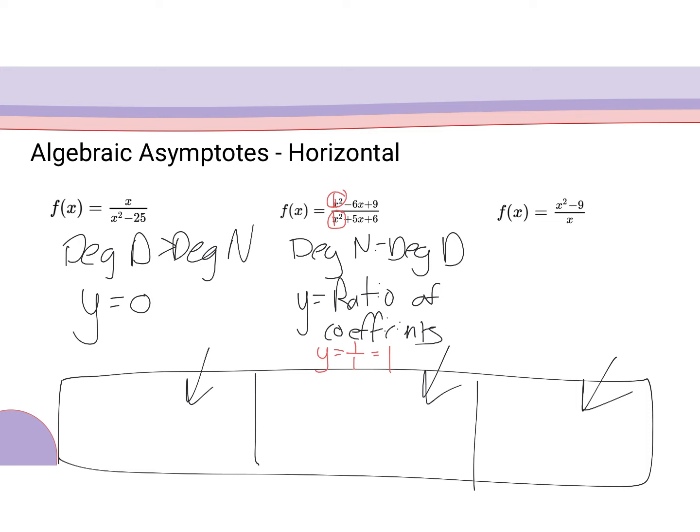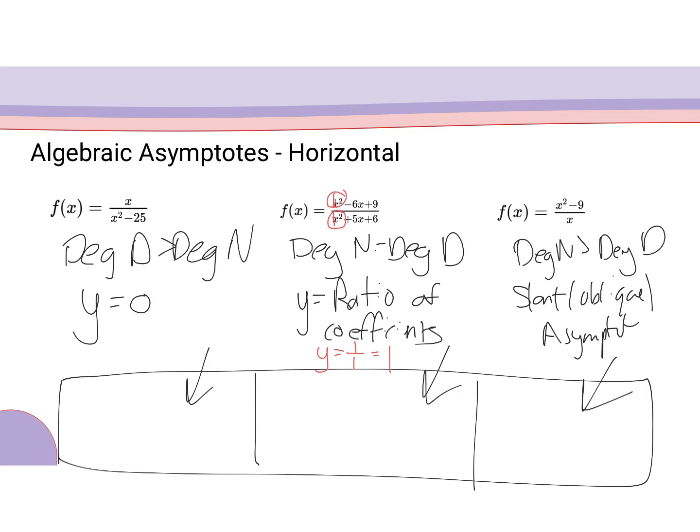So it just depends. And finally, our last one here is when the degree of the numerator is larger than that of the denominator. That's when we have what's called a slant or oblique asymptote. This is going to require division. I don't want to do it here in this problem, but I will do it in another one.